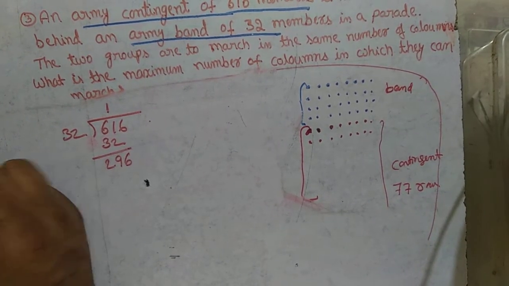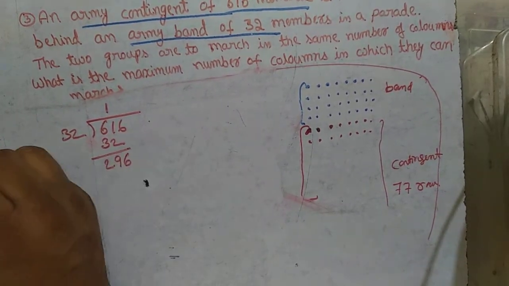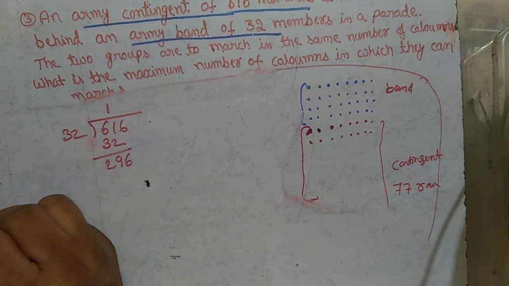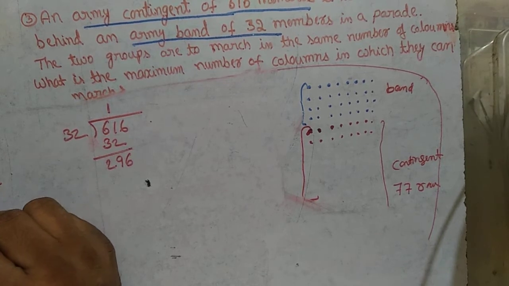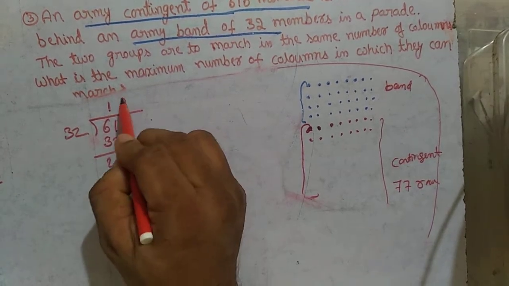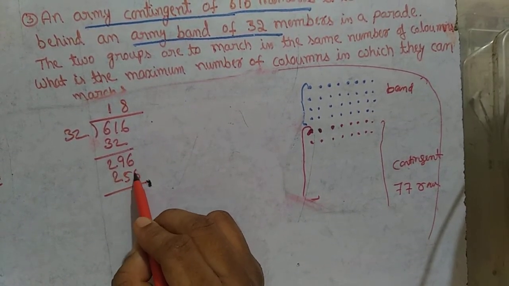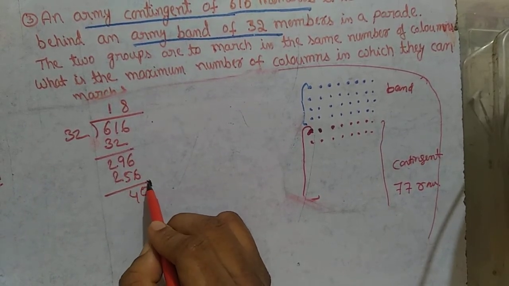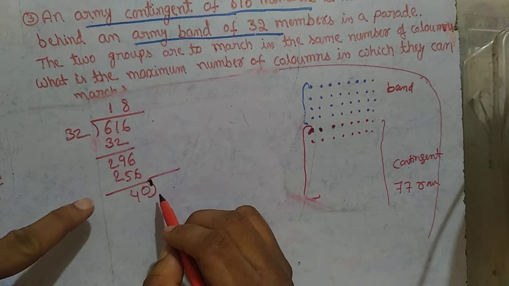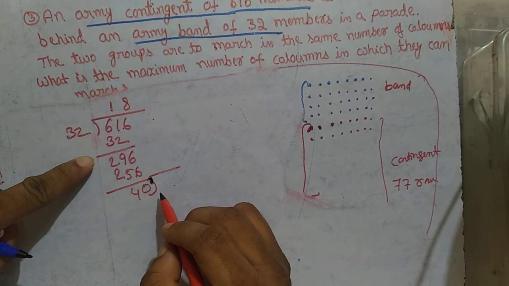Then divide now by 8. 32 times 8 is 256. 9 how much? 32, 9 times 2 is 18, 9 times 3 is 27. Subtract now, 6 minus 6, 0. 9 minus 5, 4. Now we don't have any digits to bring down. Something went wrong, I think.